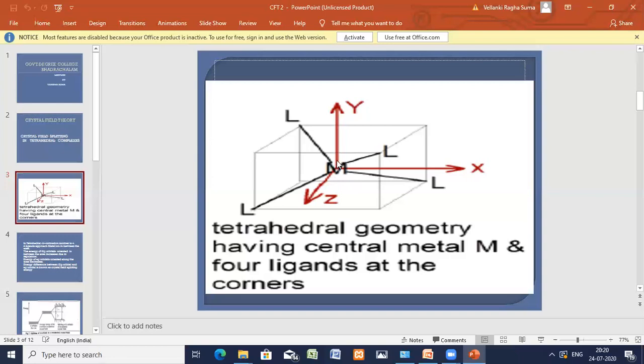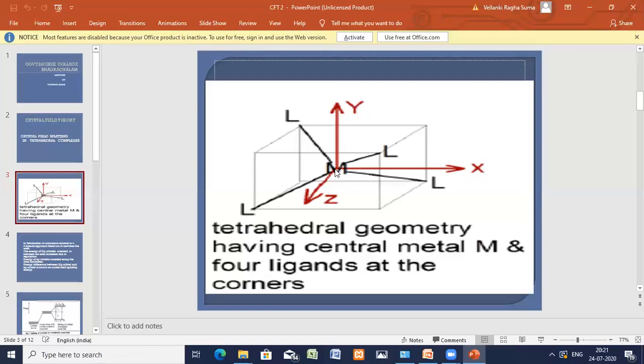So when the ligands are approaching in between the coordinate axes, the t2g set will experience more repulsion and gain more energy, whereas the eg set of orbitals are along the axes. There is no ligand along the axes. Therefore, they experience less repulsion and less energy is gained. Now, as the ligands are approaching, these will undergo crystal field splitting. Okay, so now we'll see.